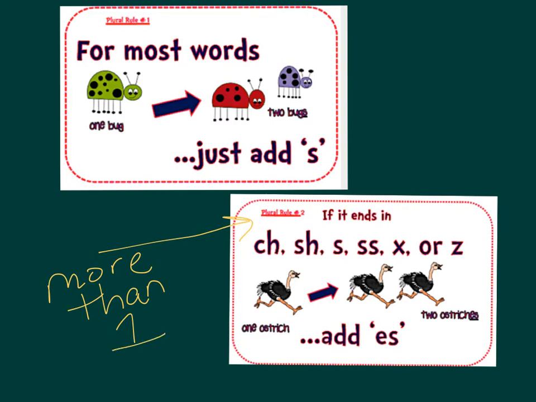And the thing is, it all depends on the last letter in a noun or the last two letters. If the noun ends in a CH or SH or an S or an SS or an X or a Z, then you add an ES to the noun. So here's an example. 1 ostrich, 2 ostriches. You also have nouns that just end in other letters, and for those you just typically add an S to them. So 1 bug ending in a G, 2 bugs, you just add an S.